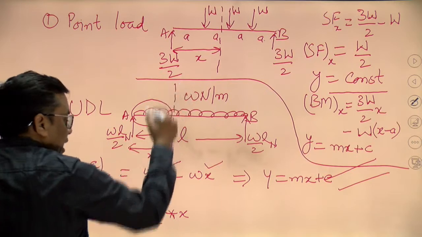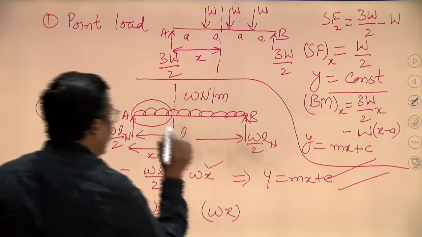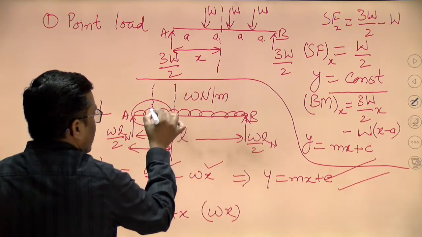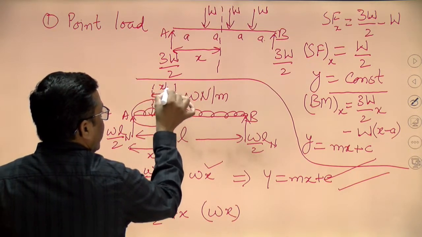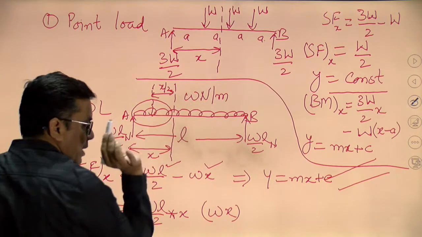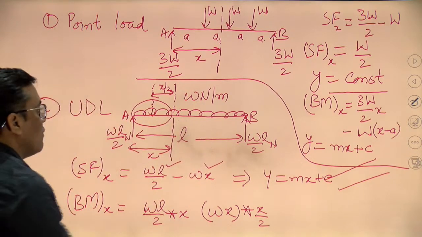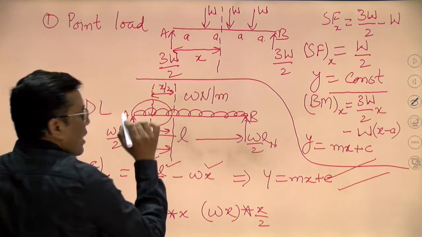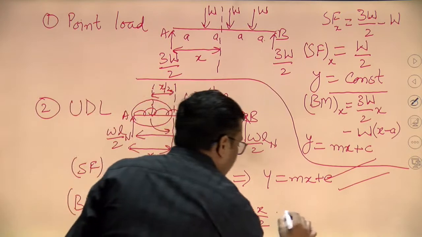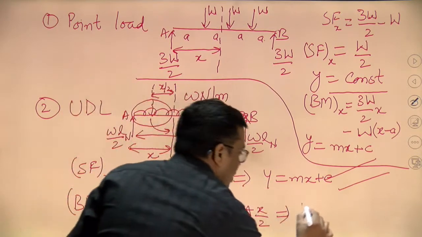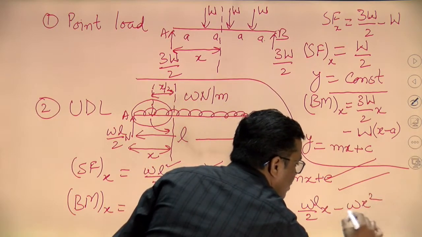Clockwise है, on the left side positive. Then I am coming to this WX. This is the load, where will it be effective? If I am considering only this, it will be effective at the midpoint. How far it will be from the section plane? It will be x by 2 because it is effective at the midpoint. So WX into x by 2. Clockwise or anti-clockwise? It will be anti-clockwise on the left side, so that's why it is negative. What I am observing here, the equation is something like this: WL by 2 into x minus WX square by 2.